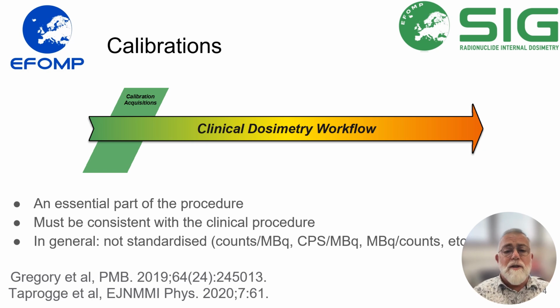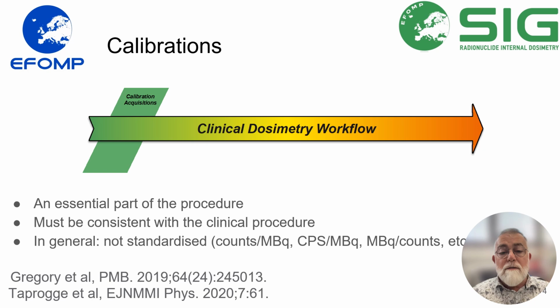First of all is the calibration. It's an essential part of a procedure. It's obviously addressed by the physicist. It must be consistent with a clinical procedure. And that's the very first advice. I'm going to repeat it, but I would urge you to do the calibration in the very same protocol as the patient acquisition. There's always a possibility to correct, but it's not so easy, and it's a wonderful source of mistakes. So we should try to be consistent between calibration and clinical acquisition.